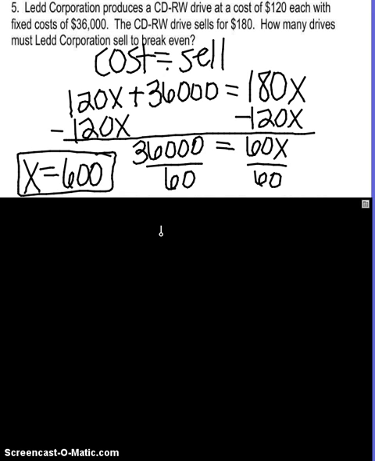Okay, and then the last question is problem number 6. I will work problems 1 and 6 in class tomorrow, so make sure you have all the notes copied down, and we'll work the rest in class.